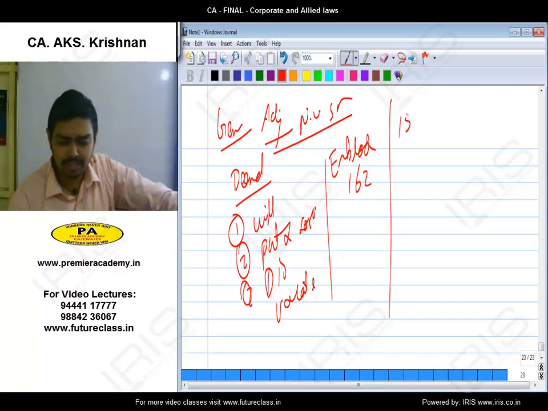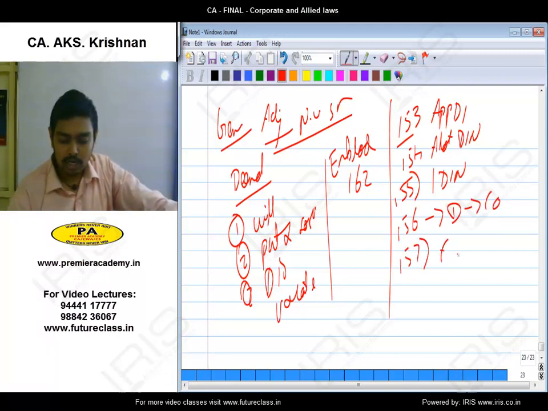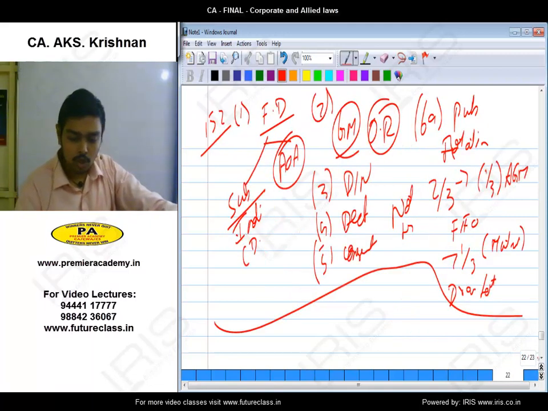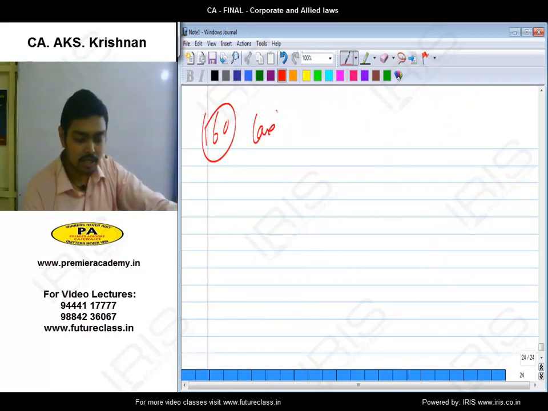Then we have section 153, application of DIN. Then 154, allotment of DIN. Then 155, one director can have only one DIN. Then 156, director will be a company. 157, company will be a ROC. 158, obligation to sign. 159, punishment. Then 160, candidature.